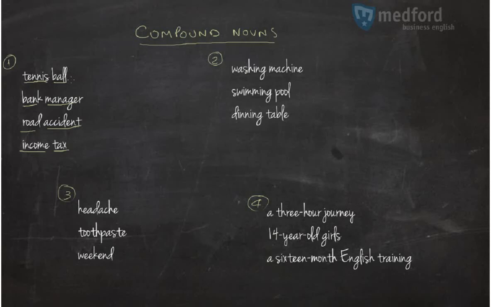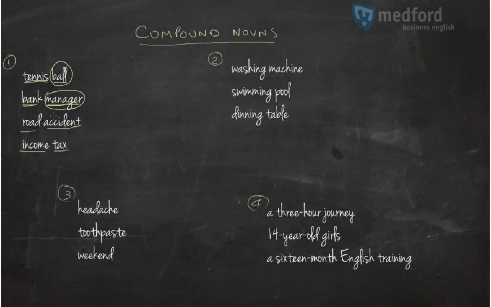Okay, so I know, for example, we are going to use a tennis ball. So I know we're going to use a ball. But if I use tennis ball, it's like an adjective for ball. So I know exactly what kind of ball you're going to use. So if I say Antonio is a manager, and if I use bank manager, I know what kind of a manager this person is.